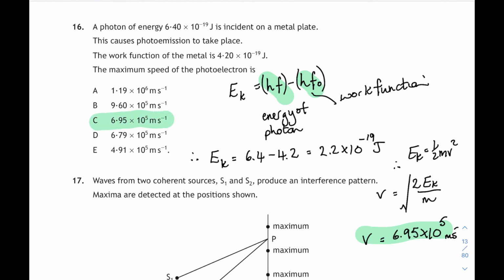Don't forget, in this one you had to look up the mass of the electron on your datasheet, which is 9.11 times 10 to the minus 31 kilograms. Don't forget your data sheet.